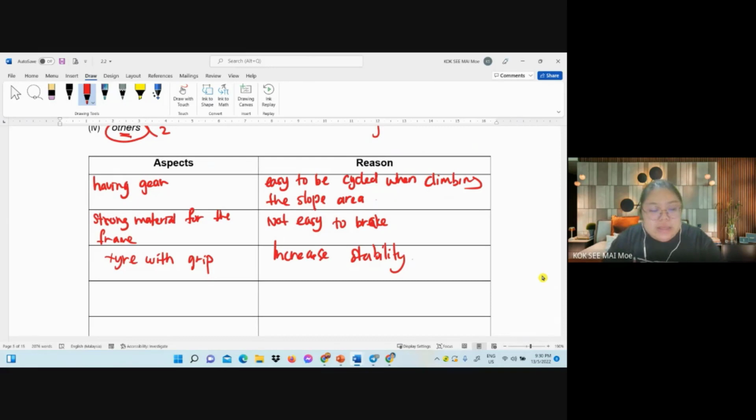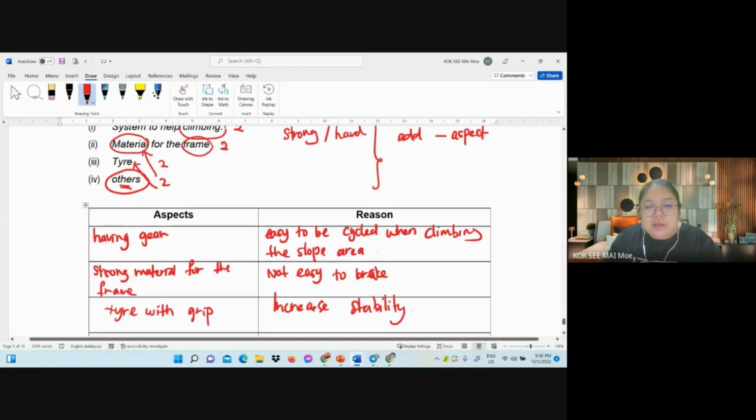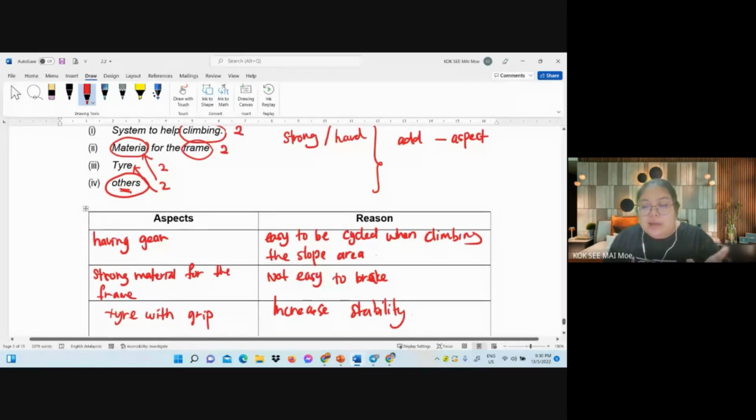Okay, the other, we need to put 2 points because one is not enough. So for the rest you also can put, if they say strong material, you want to add light material also can, but the explanation cannot repeat. Normally we never repeat explanation. You can't say everyone also safe. Some students ask me, having gear, can I say safe? Strong, can I say safe? Tire, I say safe, can or not? Like this, no marks, everyone also safe. I also know the answer. We must be more specific, related with the aspect you mentioned.